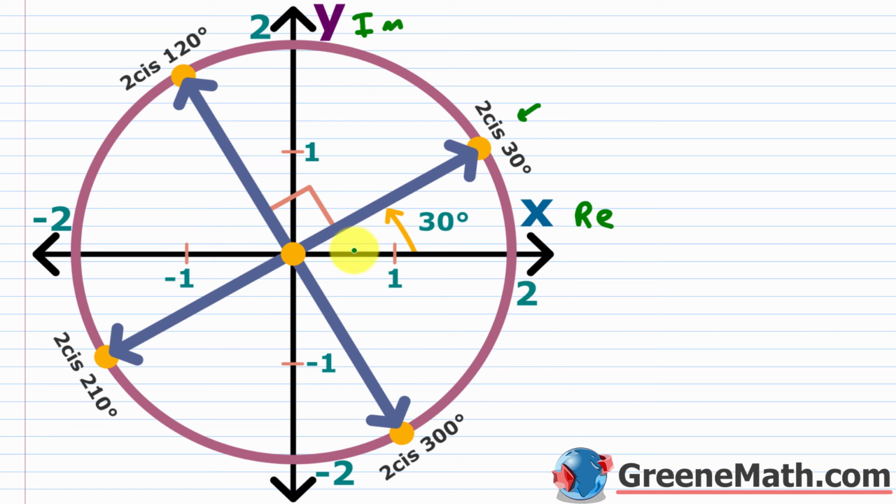So this angle here, if I started here and went all the way to here, this is 210 degrees. If I started here and went all the way around to here, this is going to be 300 degrees. Okay, so that's basically how you can sketch the graph if you're given this as an assignment.